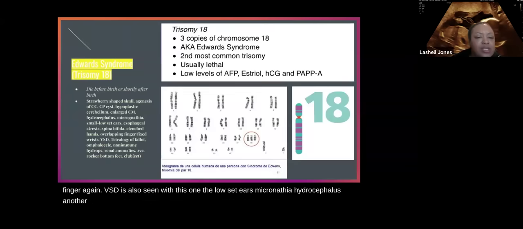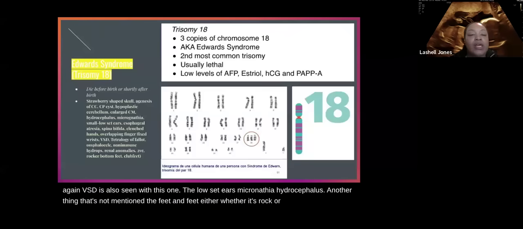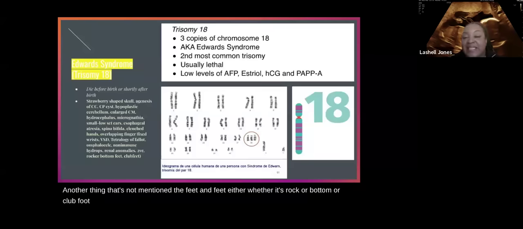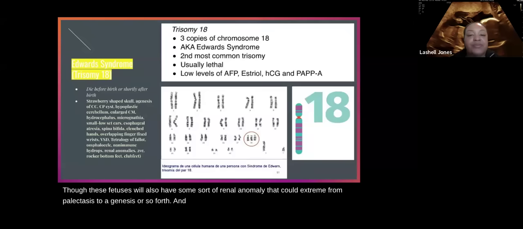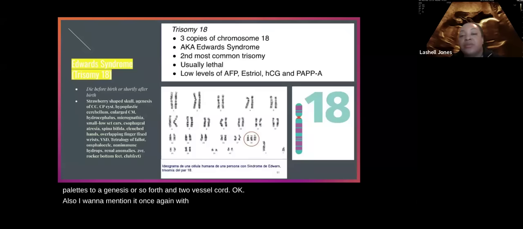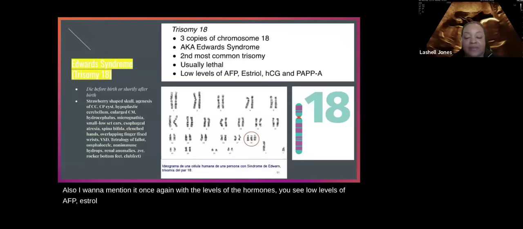Another thing that's not mentioned, the feet, and feet whether it's rocker bottom or club foot, those are commonly seen. These fetuses will also have some sort of renal anomaly that could range from pyelectasis to agenesis and so forth, and two vessel cord. Okay. Also, I want to mention once again with the levels of the hormones, you see low levels of AFP, estriol, HCG, and PAPP-A. Okay. Second most common trisomy, and it's usually lethal.